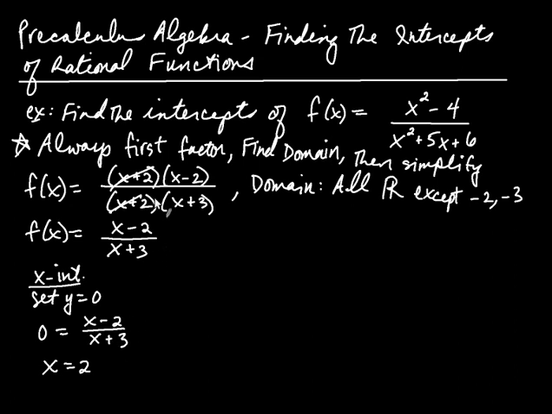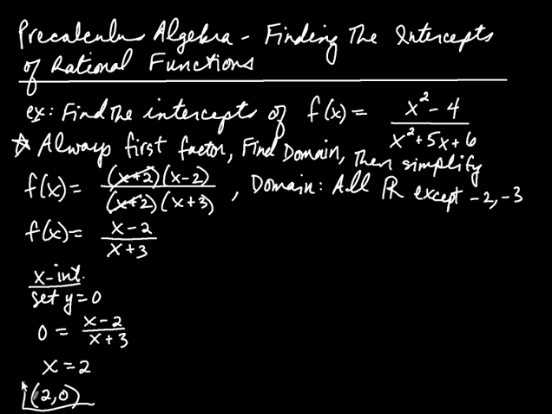And that's why we cancel. That's why we do all this first, so that we guarantee that numbers that cause the numerator to be 0 don't also cause the denominator to be 0. Okay, so we found the x-intercept to occur when x is 2, and so the x-intercept is going to be the point (2, 0).